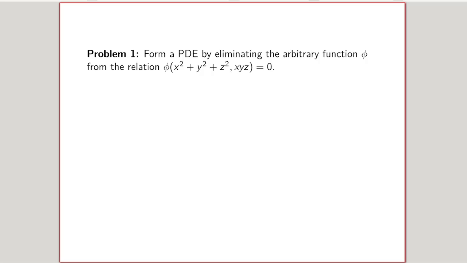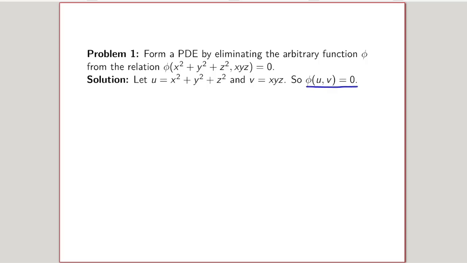See question number 1. Form a PDE by eliminating the arbitrary function phi from the relation phi of x squared plus y squared plus z squared, comma xyz is equal to 0. Now we can note that this term will be u and this term will be v. So let u be x squared plus y squared plus z squared, and v be xyz, so that the given relation can be written as phi of u comma v is equal to 0.